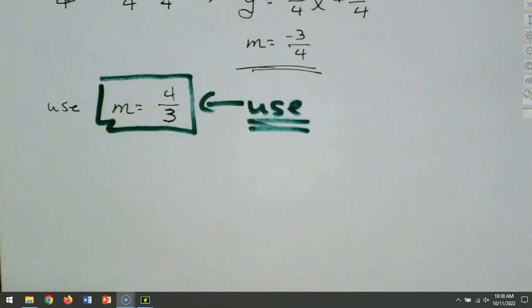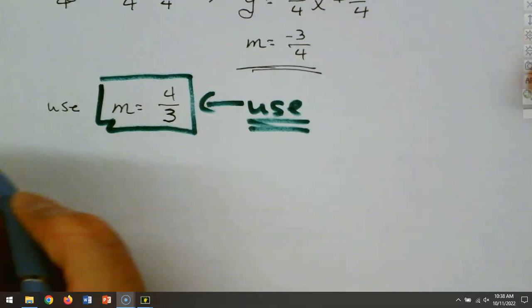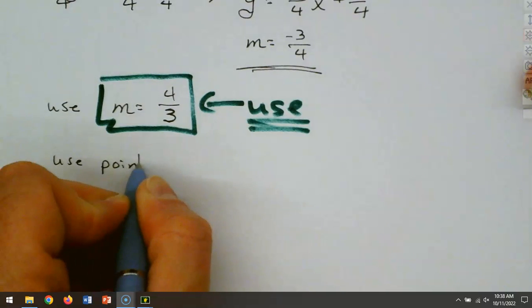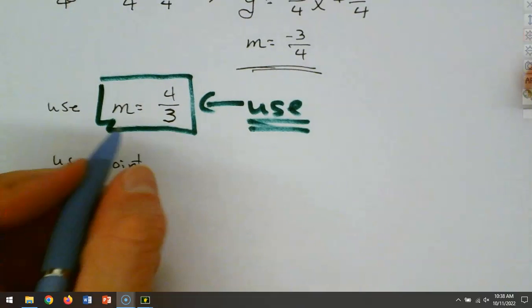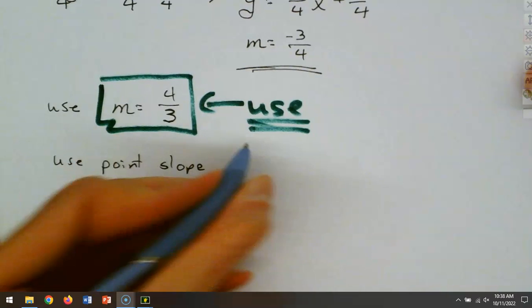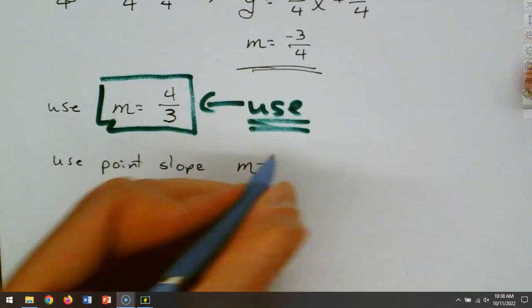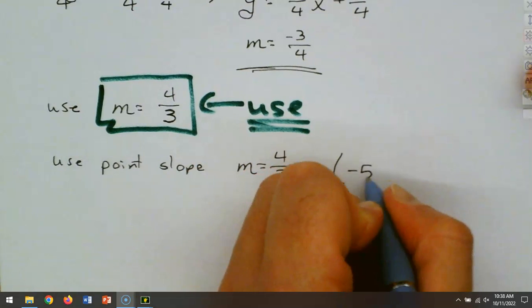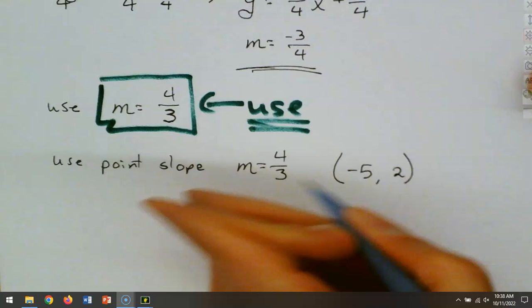So I'm going to use that. What do we use it in? We use it in point slope formula. So now we're going to use point slope. And we've got a slope which is now 4/3, and we've got that point that we haven't used yet, which is -5, 2.